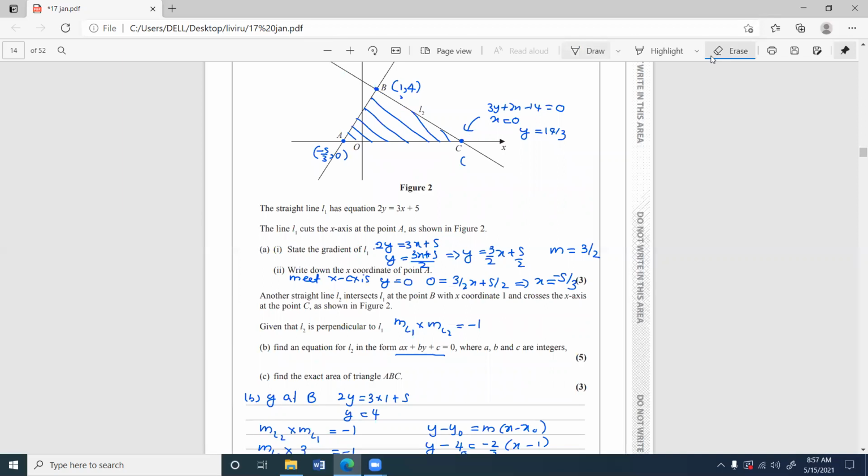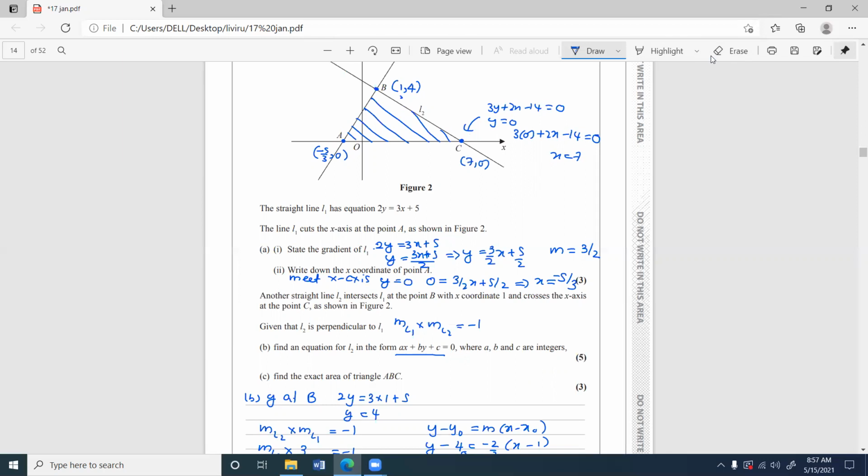Sorry, I made a mistake. It's not x equals 0. It's y equals 0 because it meets the x-axis. Therefore, you can say 3 times 0 plus 2x minus 14 equals 0. Therefore, x equals 7. So this coordinate is 7, 0.